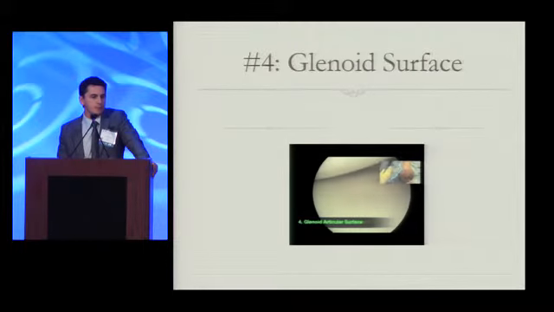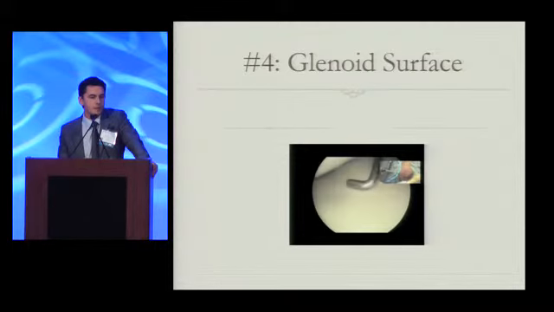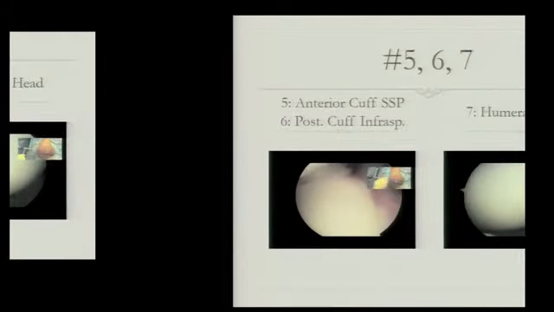So the glenoid surface itself is step number 4. We're now working our way across the middle of the shoulder where we can evaluate the arthritis, presence thereof, as well as possible bone loss for instability. Steps 5, 6, and 7, now we're in the middle of the shoulder. It's going to be the anterior rotator cuff, supraspinatus, the posterior rotator cuff, infraspinatus, and then step 7 is going to be the humeral head.